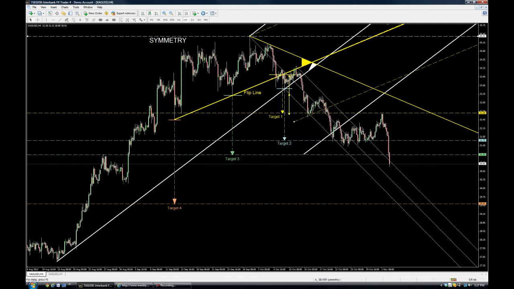Let me say that indeed targets are identified with a broken line at the end of which there is an arrow and a horizontal line that shows the price reached by that target. So using the APF to find the measured move, the target.